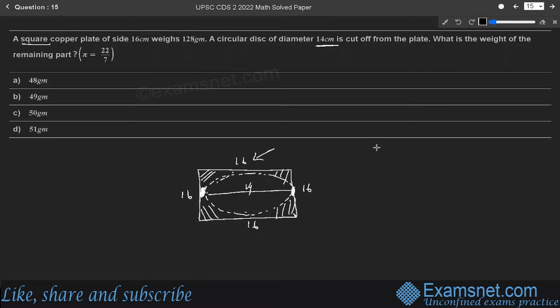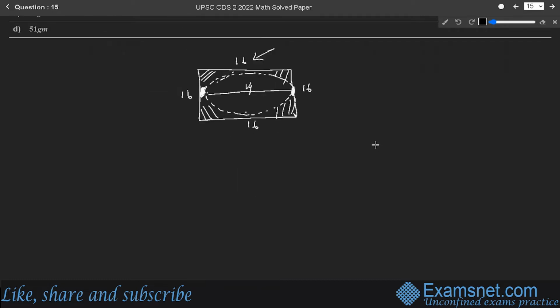This is the remaining part. So the concept here is, if we find out the area of the square, and from the area of the square, if we subtract the area of the circle, then we will get the remaining portion. Okay. So now can you tell me what is the area of a square?